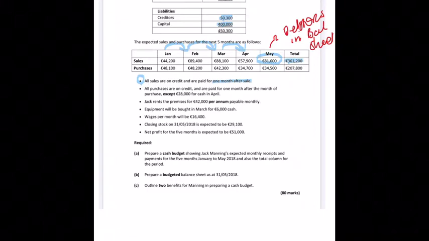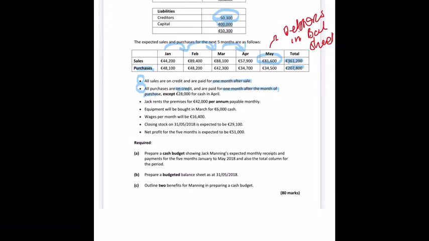We then have a row of purchases figures. With January, we have purchases of 48,100, February 48,200, March 42,300, April 34,700, and May €34,500. And that gives us a total then of €207,800. It tells us below, all purchases are on credit, and are paid for 1 month after the purchase. So likewise, January will go into February, February will go into March. And I've already said that the 50,300 from up here will go into our January purchases.